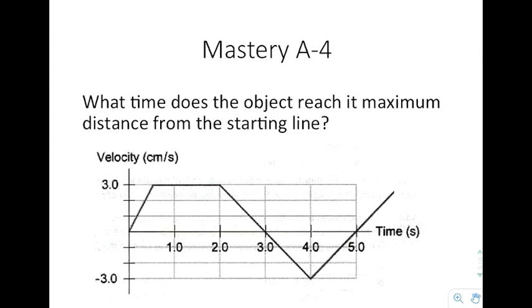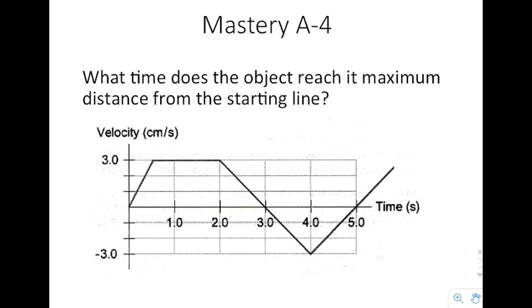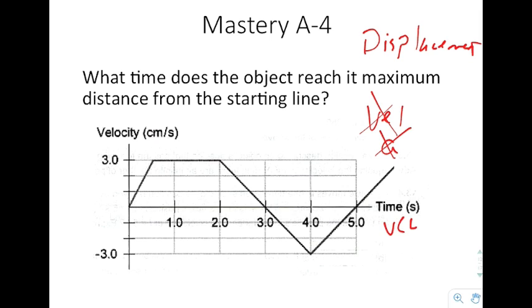This next example says, what time does the object reach the maximum distance from the starting line? This one is a real tricky question because what you're trying to talk about is displacement, or how far it is, not velocity and not acceleration. So what you should realize is that if you were to look at velocity and time, if you were to multiply those two values together, like meters per second and seconds, you would get meters. Well, when you multiply something together, that's the same thing as finding the area of a shape. So at this point, you want to figure out where its area is the maximum.